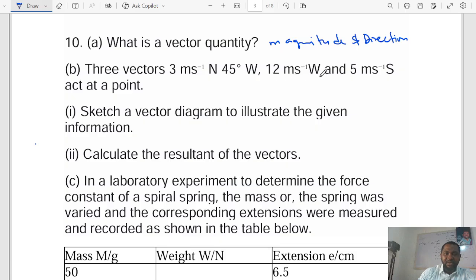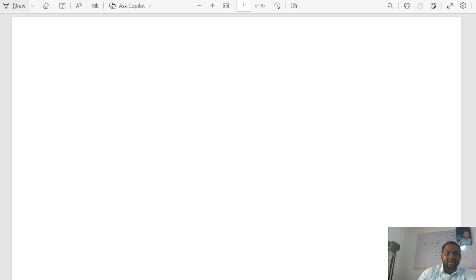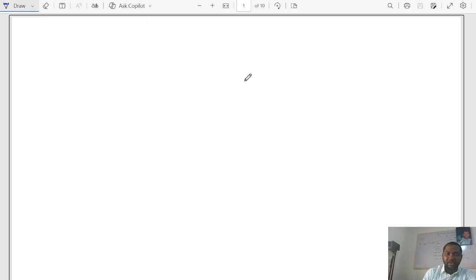The next question says three vectors, 3 meters per second north 45 degrees west, 12 meters per second west, and 5 meters per second south act at a point. Sketch a vector diagram to illustrate this given information. I don't think this is a problem. So first of all, let's see our coordinates.